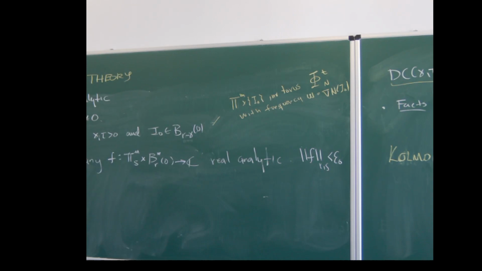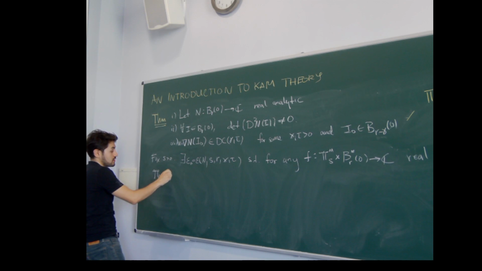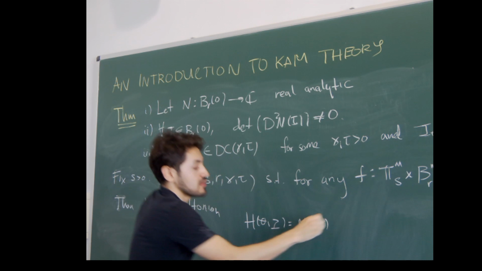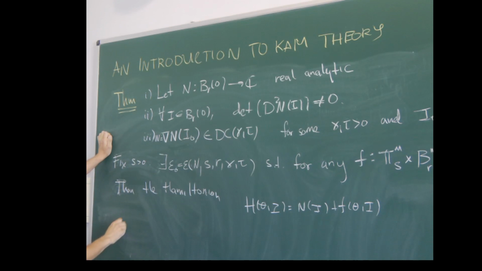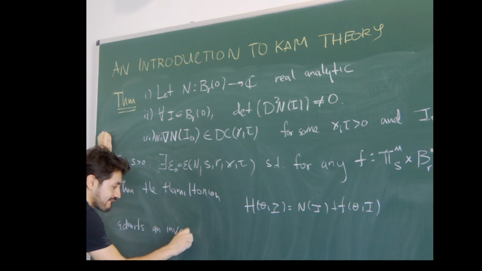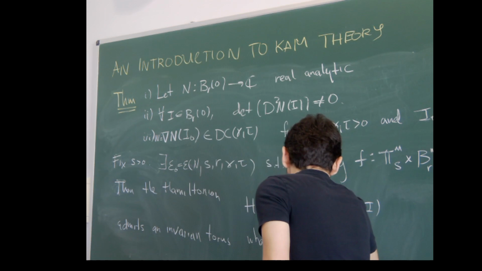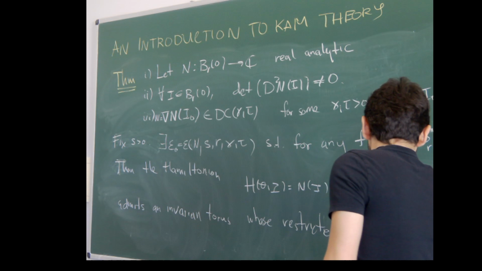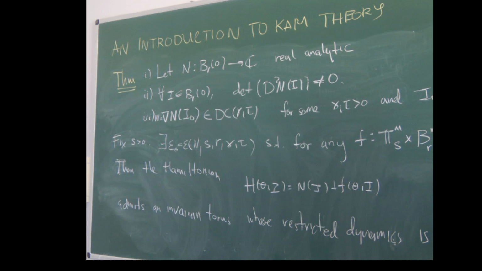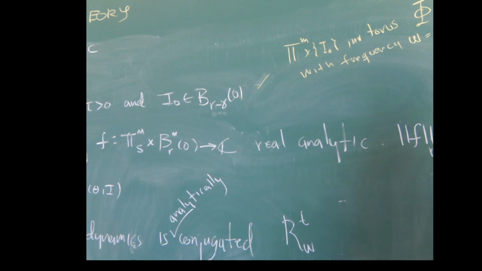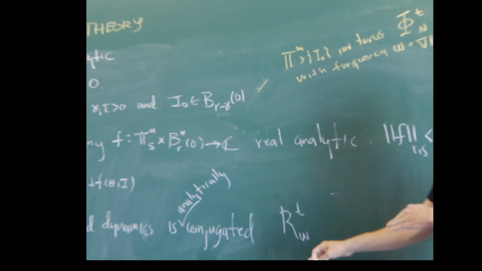So in this case, the perturbed Hamiltonian H(theta, I) equal to N(I) plus F(theta, I) admits an invariant torus whose restricted dynamics is conjugated to exactly the rotation I want. So to this. And again, it is analytically conjugated. Okay, so this is what I mean by persistence. I can find some torus in my perturbed system that has the same dynamics that I had before. So there are some more precisions that can be made.